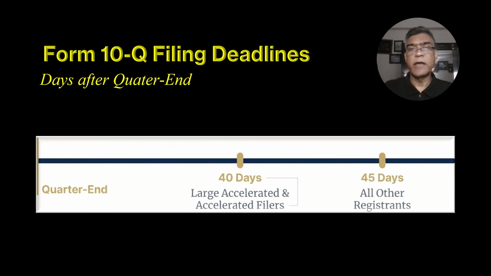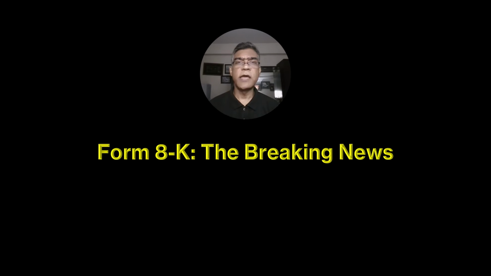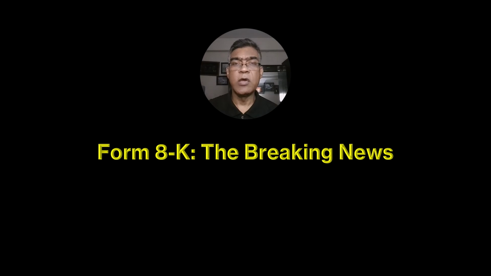It's about market impact. Investors rely on these updates to make informed decisions, and larger companies influence the market more directly. So, this timeline is not just about a compliance rule, it is a rhythm of transparency that keeps the market informed and accountable. Form 8K is the SEC's breaking news report, used when something significant happens that investors need to know right away. It's all about unscheduled disclosures, events that can't wait for the next quarterly or annual filing. Let's dive in and see what kind of events trigger this report.